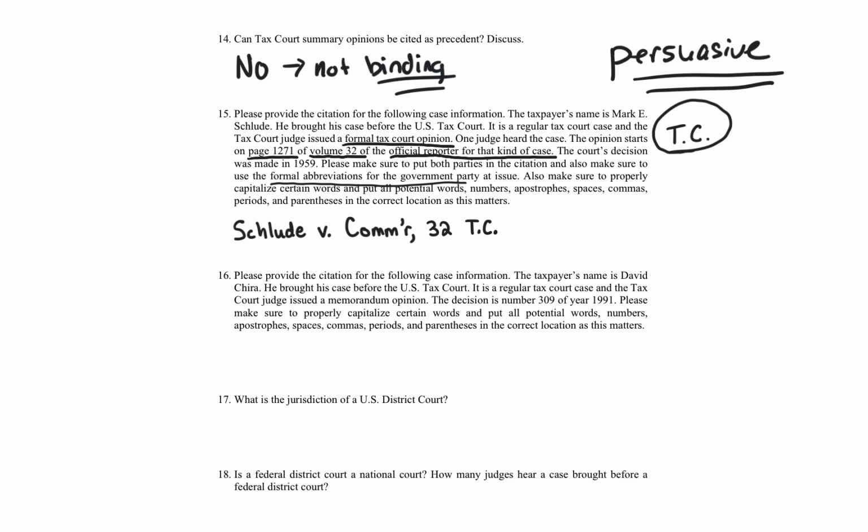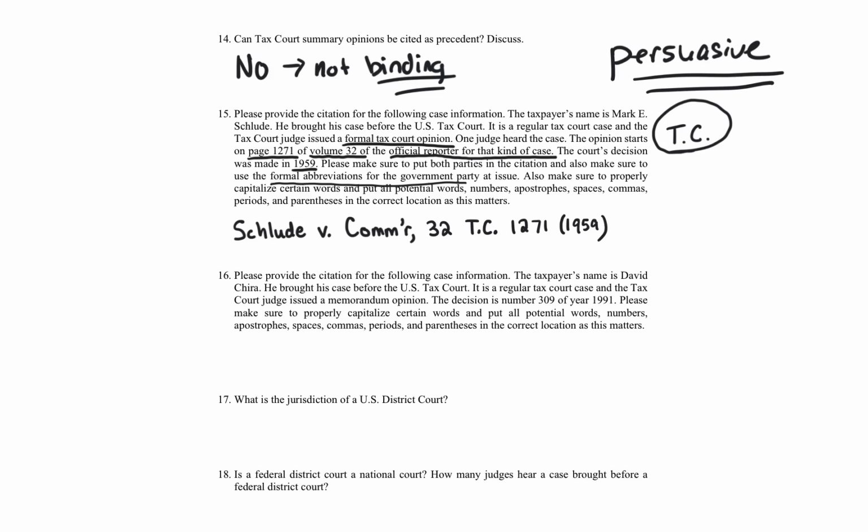So page 1271, we do another space, and then we do the year in parentheses. So another space, and then it's 1959. Let me redo that to make it clearer. No spaces in the parentheses, and that is a citation.